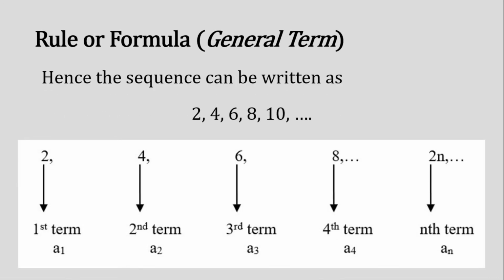Hence, the sequence can be written as 2, 4, 6, 8, 10. Since 2 is our first term, we have a symbol for that, namely a sub 1. The second term is a sub 2, the third term is a sub 3, the fourth term is a sub 4, and so on. If we are referring to the 100th term, we have the symbol a sub 100. If we are referring to the 50th term, we have a sub 50.